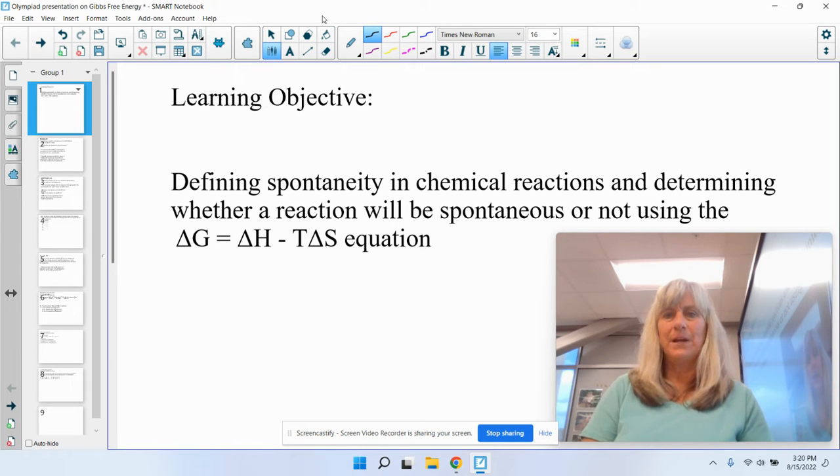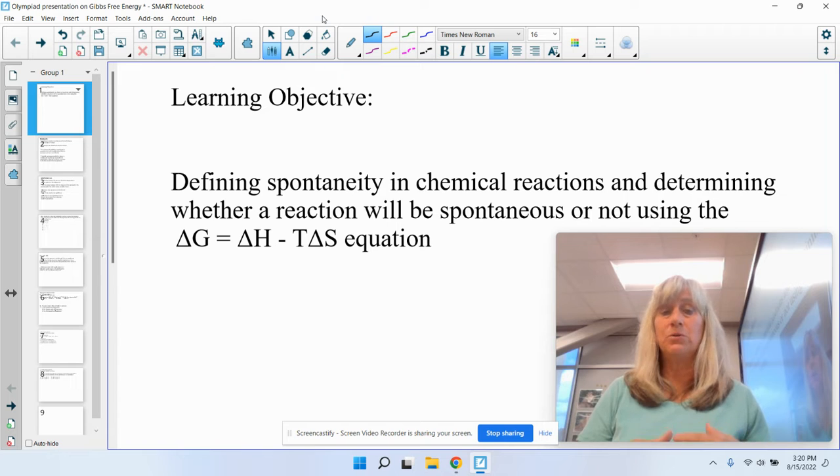Hello. Today I would like to talk about spontaneity with regards to chemical reactions and determining whether or not a reaction will be spontaneous. And we're going to use the equation delta G equals delta H minus T delta S in order to do this.